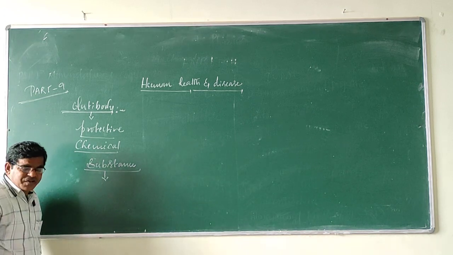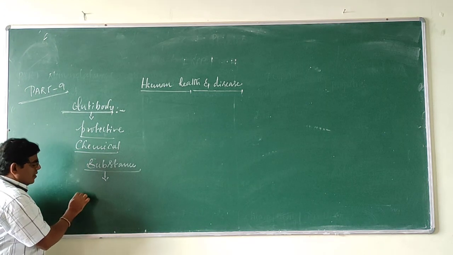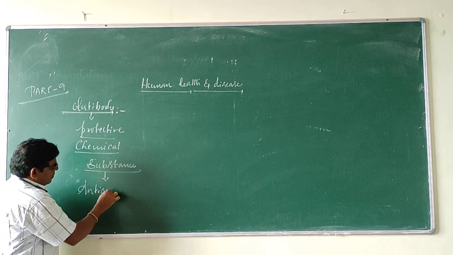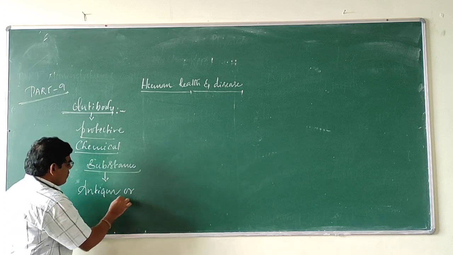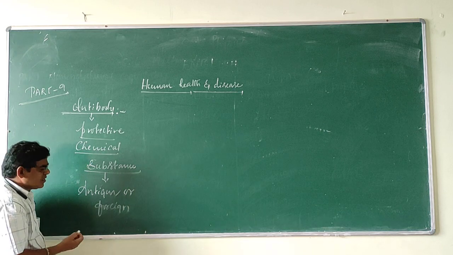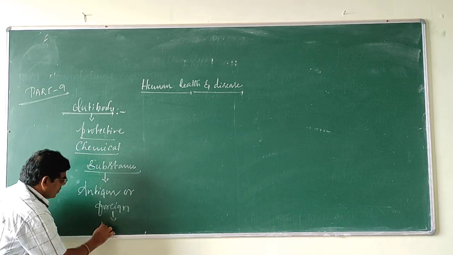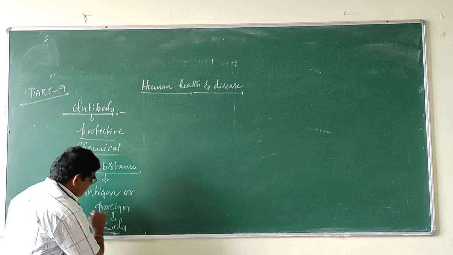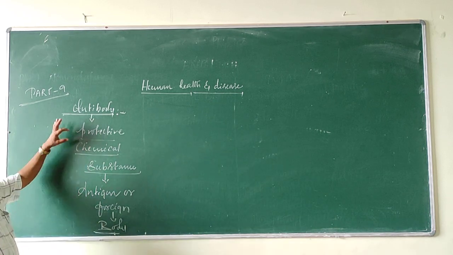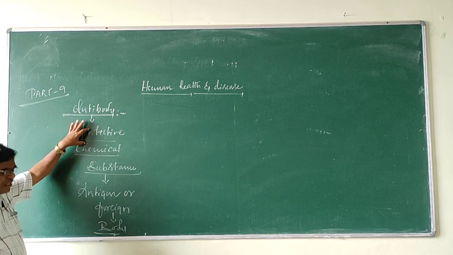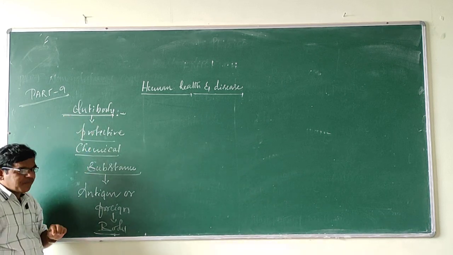It is produced when the antigen or foreign substance entered into the body. So this is called antibody. Antibody is a protective chemical substance.